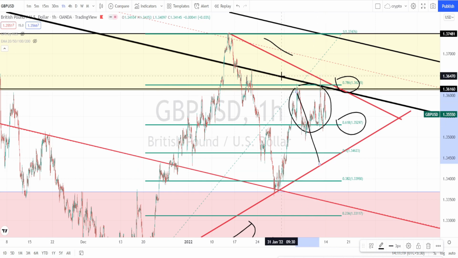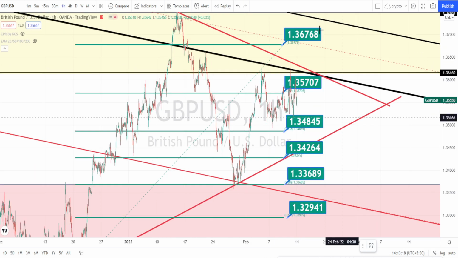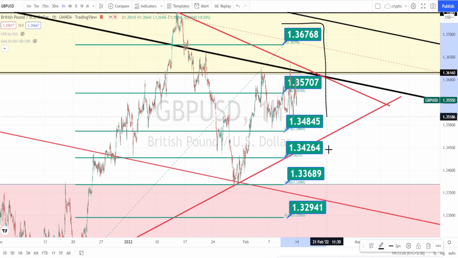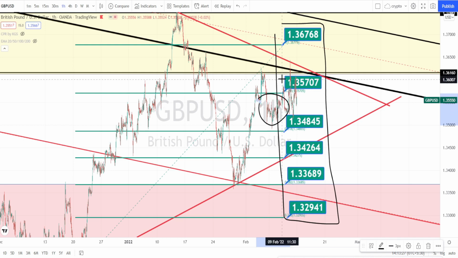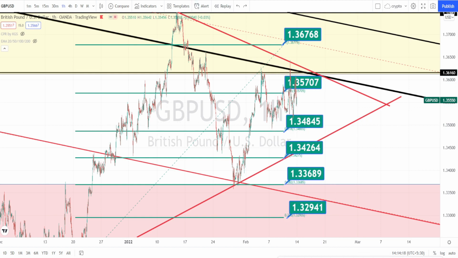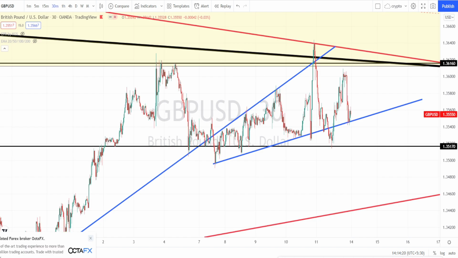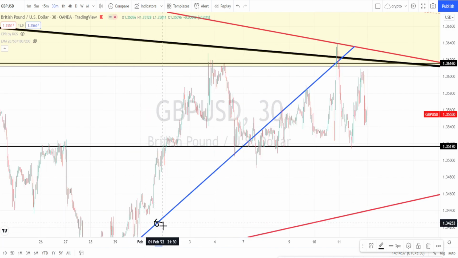Let us mark the support and resistance levels. So the values marked in green color boxes are support and resistance levels for hourly time frame. Currently the price action is trading between the resistance level of 1.35 and support level of 1.34. Let us do the analysis in 30 minutes time frame. I am in 30 minutes time frame now.